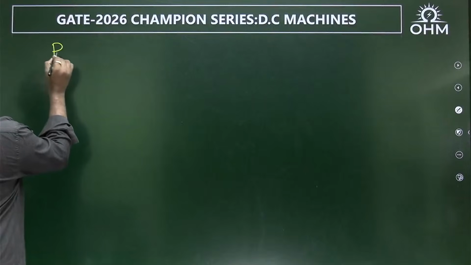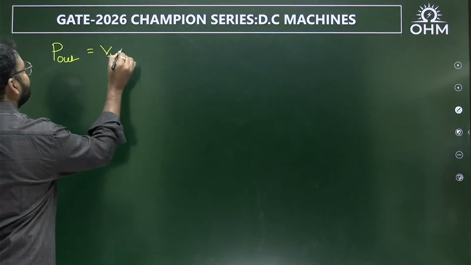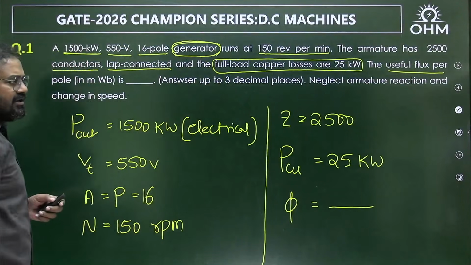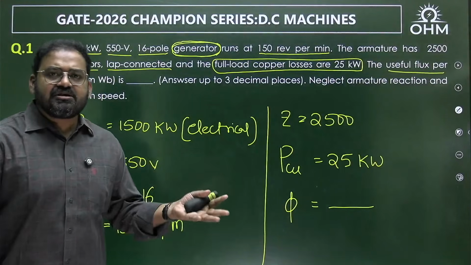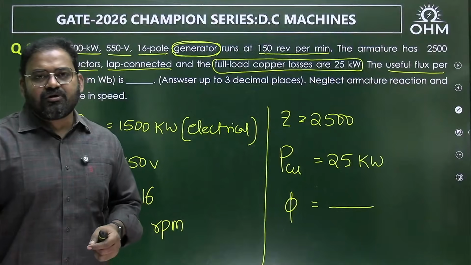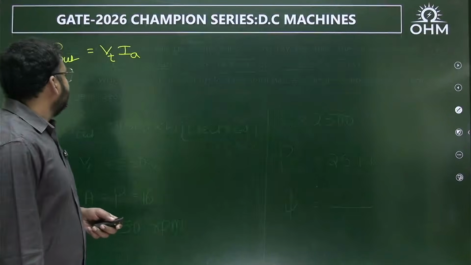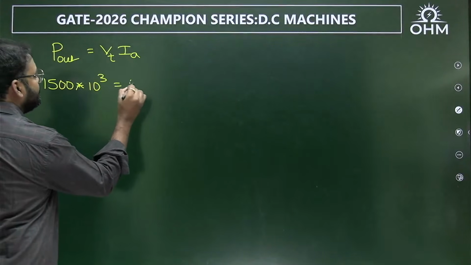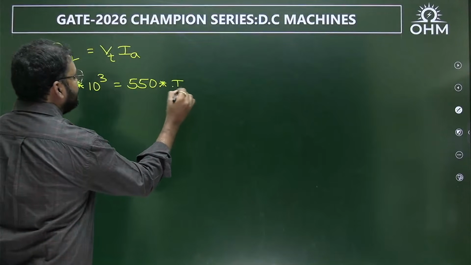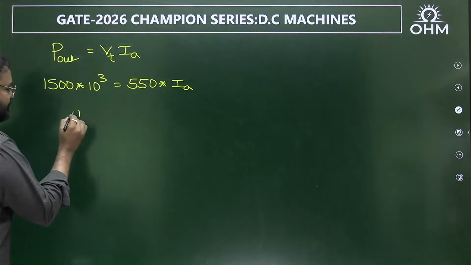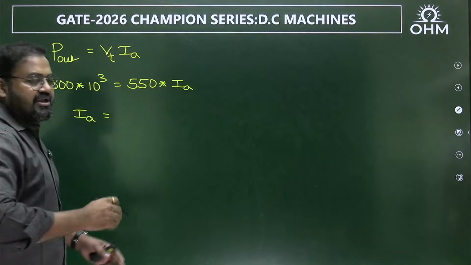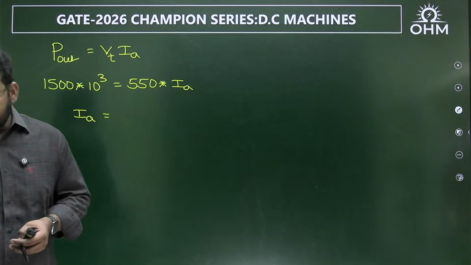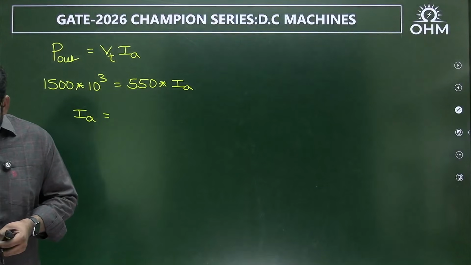What is the formula for output power? Output power is equal to VT into IA. I don't know what type of generator it is. I am assuming it is a separately excited generator. Even if you assume a shunt generator, we know field current is very small in a shunt machine, so you can neglect it. So 1500 kilowatt, that is 10 power 3, is equal to terminal voltage 550 into armature current. If you solve it, we will get the magnitude of armature current. I request everybody to please participate with interest so that you can reply with your answers. What will be the value of armature current here?